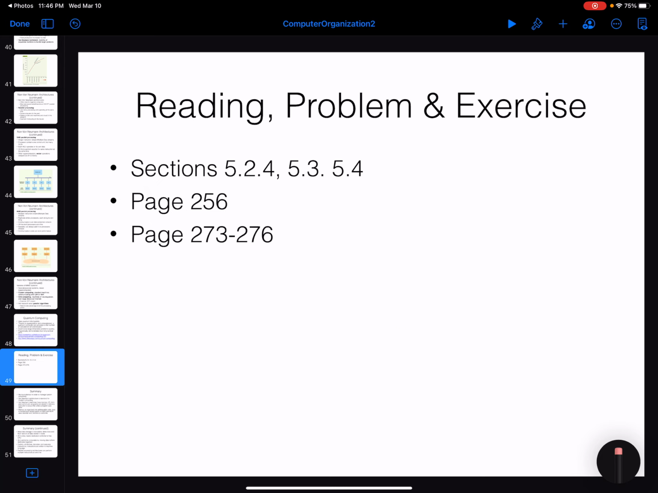So now we are done with chapter 5. This week we have covered sections 5.2.4, 5.3, and 5.4. Just don't forget to do the exercises of this chapter. I have written down the pages in my textbook, so if they are different in the new edition, sorry about that.